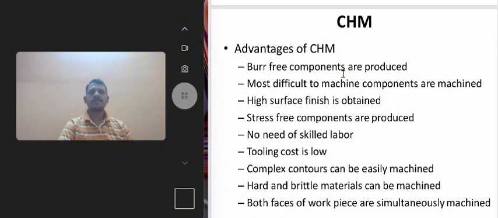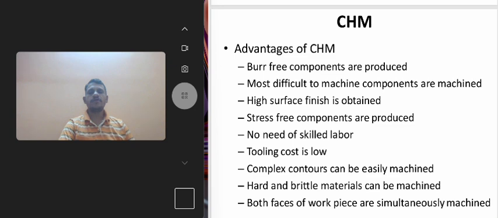Now we will see the advantages of the chemical machining process. Burr-free components are produced. Most difficult to machine materials can be processed. High surface finish is obtained. Any metal can be machined.